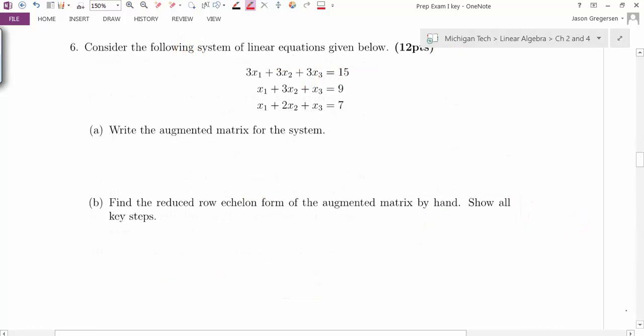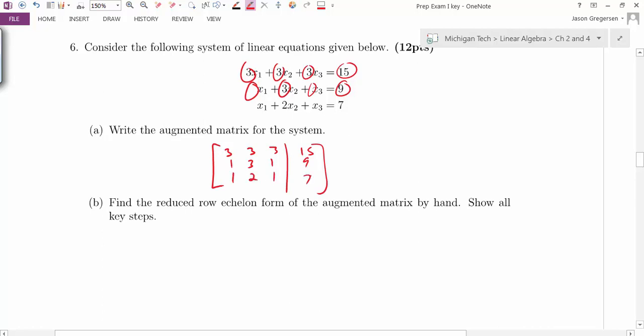In question 6, we're given a system of linear equations. Part A says write out the augmented matrix for this system. So to write out the augmented matrix, we simply take the coefficients from each of these variables. So I have 3, 3, 3, and I'm going to augment it with the values on the right-hand side. So that'd be my first row. My second row would be 1, 3, 1, and then 9. And the last one would be 1, 2, 1, 7. So this would be my augmented matrix.